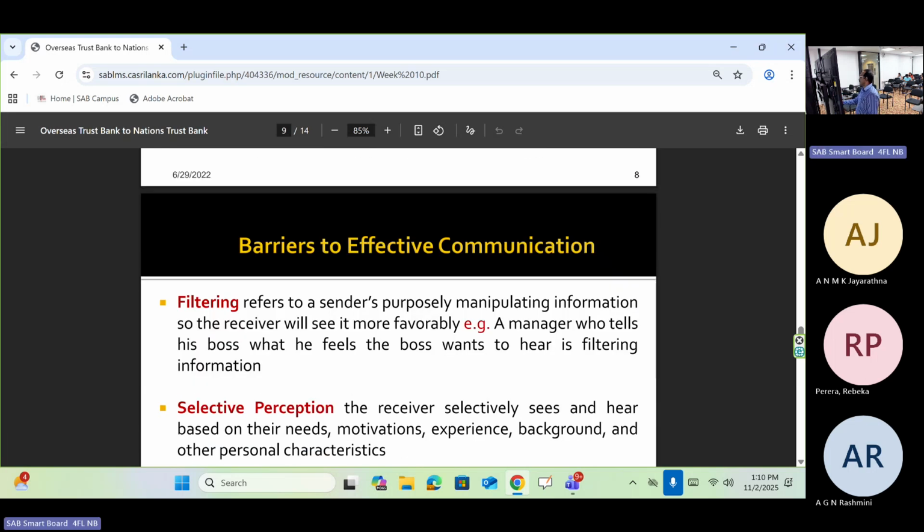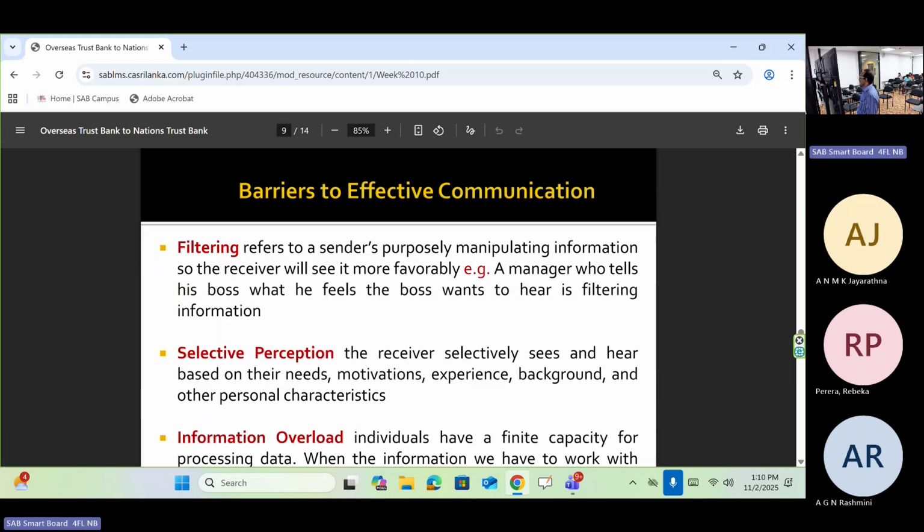Right. Now we will identify some barriers to effective communication, but I have not given that. Take physical barriers also first, including noises. There is one barrier that has not been mentioned there. Physical barriers, including noise. Right. The others are mentioned here.